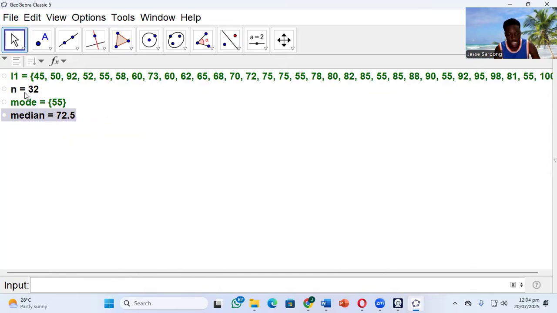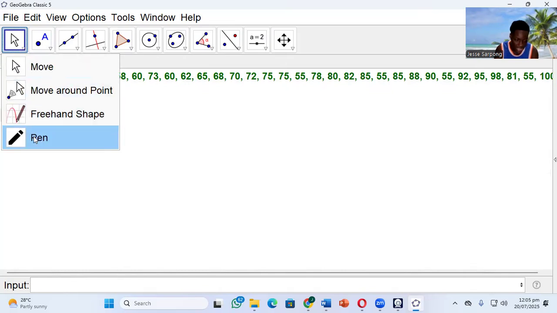So if n were odd and you arrange it, you get a single number as your median. But since n is even, that is what happens. And this is for raw data. Now, after we find the mode and the median, you can also find one more thing, which is the mean.